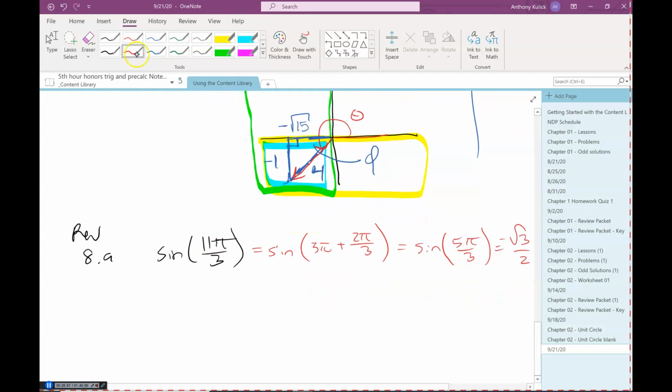Alternatively, you could have taken 11 pi over 3 and subtracted 2 pi from it, and that would have also gotten you the 5 pi over 3. So either way of thinking about it, whether you're just doing loops around the unit circle, or you're taking your angle and finding something between 0 and 2 pi, either is fine. Does that feel okay, Elizabeth? Okay.